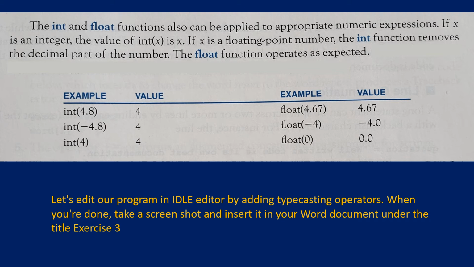And then we have the float of 4.67. That's going to be 4.67. The float of negative 4 is going to be negative 4.0, so it's adding the decimals to an integer. And the float of 0 is going to be 0.0. So there you have 3 examples of each one of the conversions of one data type to the other.